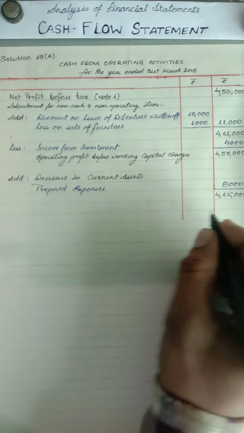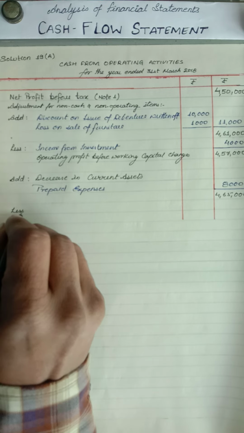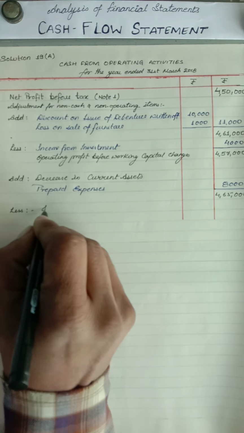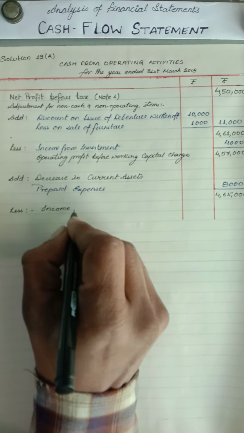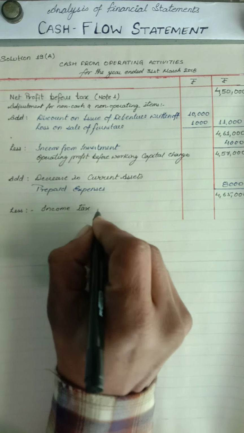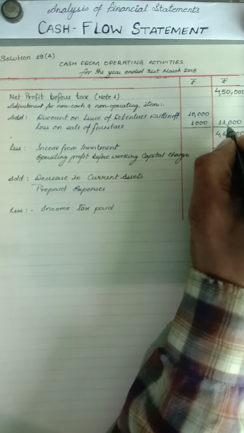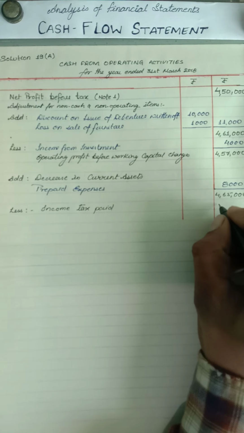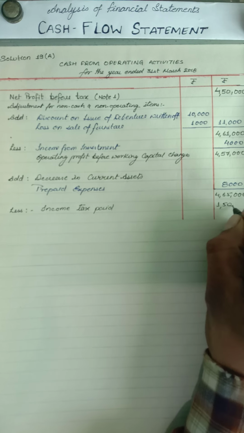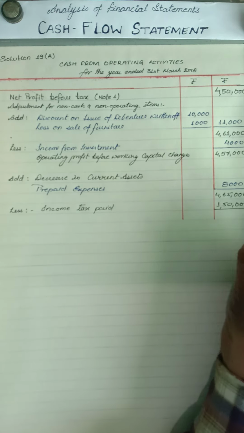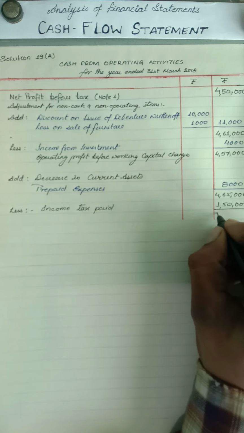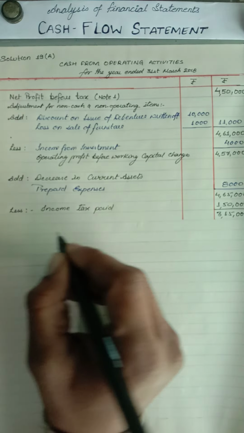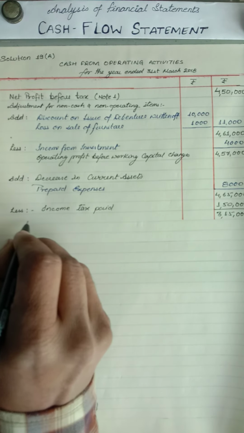It is clear? So here we have to deduct the income tax. We have to deduct income tax paid. We assume that whatever income tax we have added here, that only we are going to pay this year. So it was 1,50,000. So the final amount we will get at the end is 3,15,000, which will be the net cash flow from operating activities. So it is your answer.